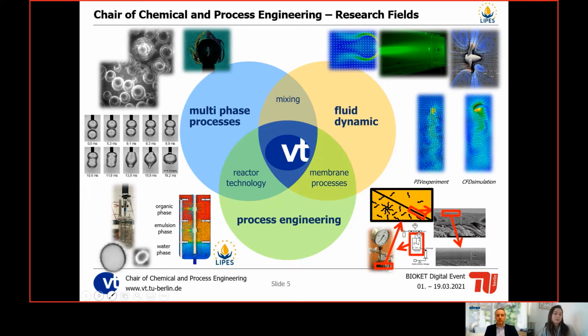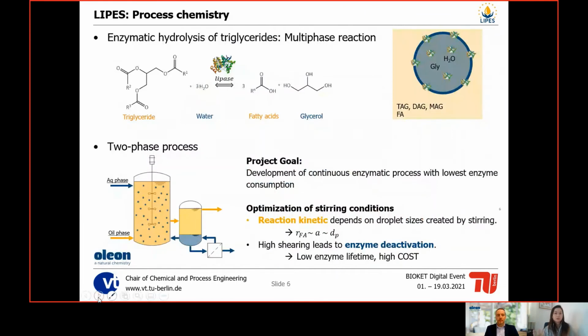For example, we have a project that is looking at bioreactors, how to reduce the shearing in bioreactors for shear-sensitive materials such as cell cultures. And also in the LIPES project, we are developing a multi-phase reactor for enzymatic splitting of triglyceride. So why do we actually need a multi-phase reactor? Because we are dealing with two different liquids.